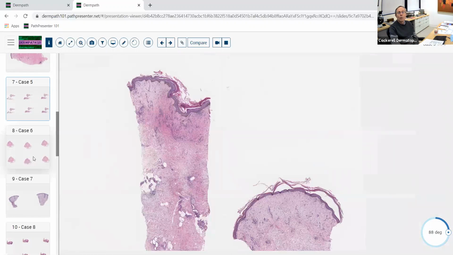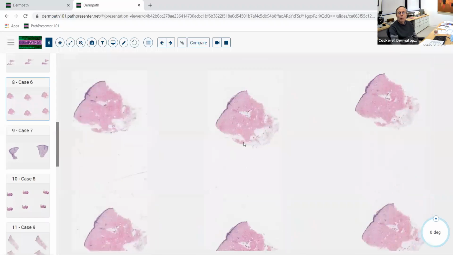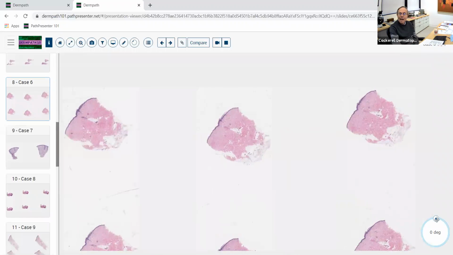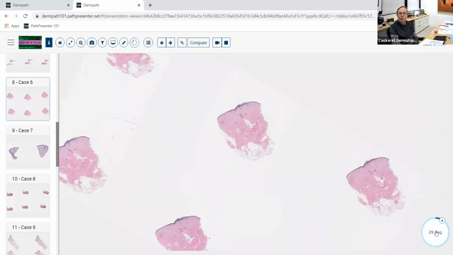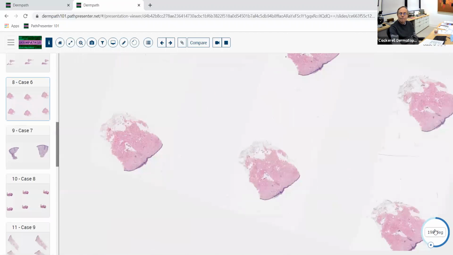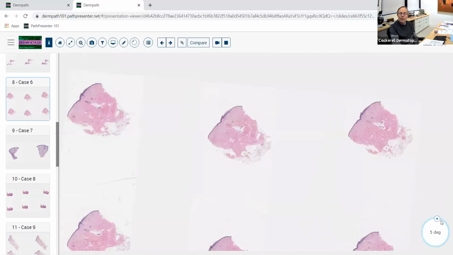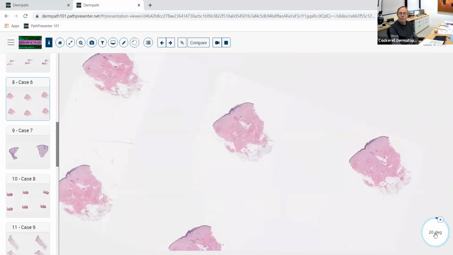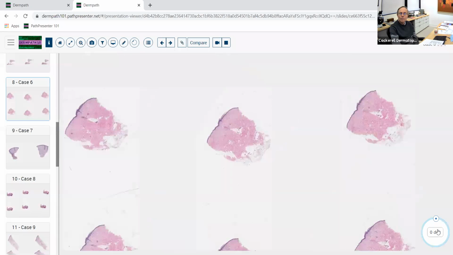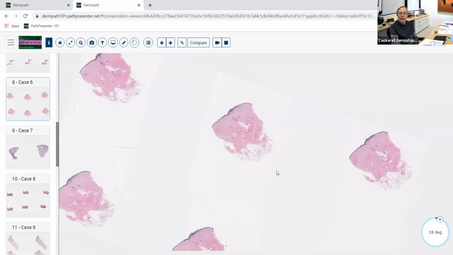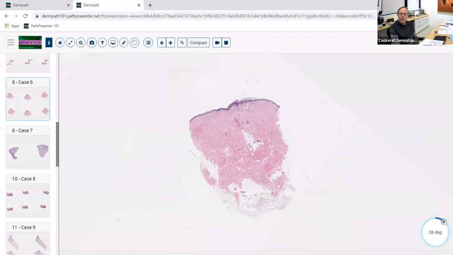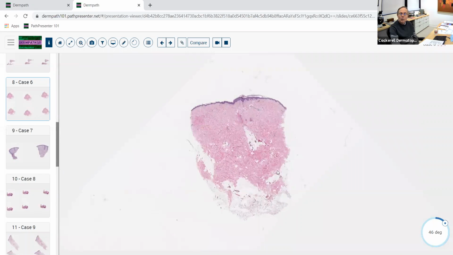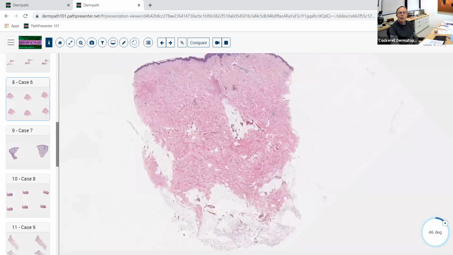Okay, let's look at another one. And this one, another sclerosing disorder. So we're back now away from fibrosis, back to sclerosis. And turn this over here. There we go. We've got another situation where the collagen is thickened in the dermis. So another morphea scleroderma-like process.